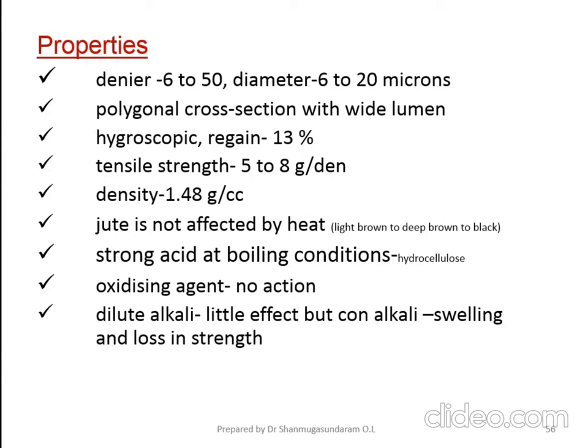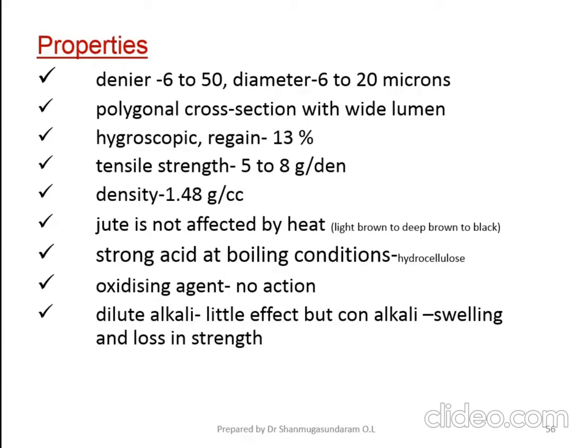Then if you look at the density of flax fiber, the density is 1.48. It is similar to cellulose. Normally the density of all the cellulosic fibers, not only cotton, but jute, flax, hemp, ramie, all these fibers have a density between 1.48 and 1.52. Almost all the cellulosic fibers fall within this range. Now the flax fiber is not affected by heat.